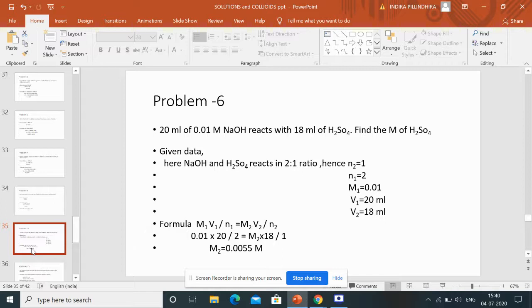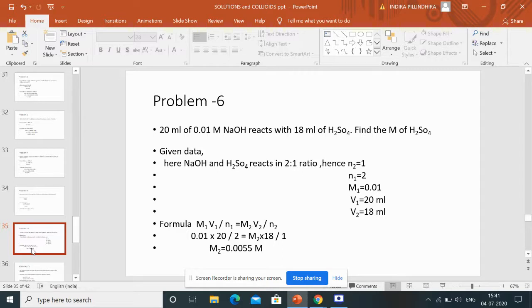Once the data is entered, then the next step is very easy. We just need to substitute that data into the formula. Okay? So after substituting, we get the final molarity, the molarity of the sulfuric acid, as 0.0055 M. Okay? So this is the sixth type of problem. So with this we will complete molarity.